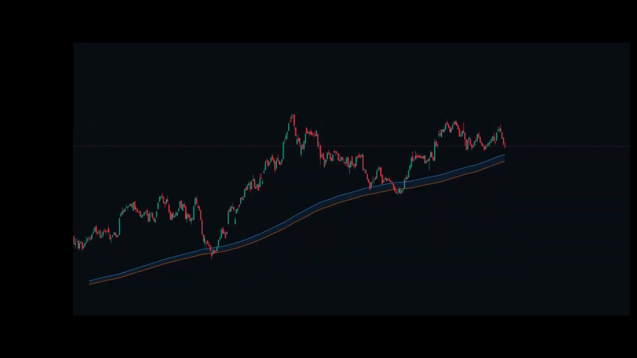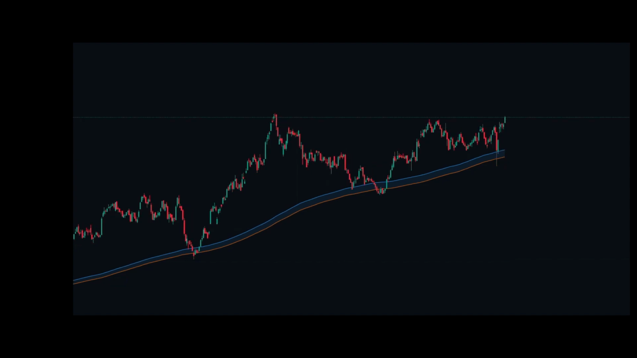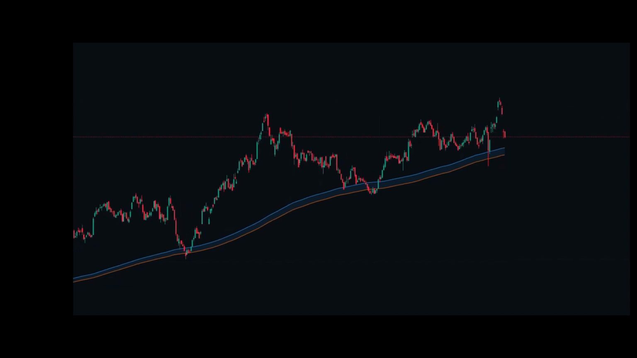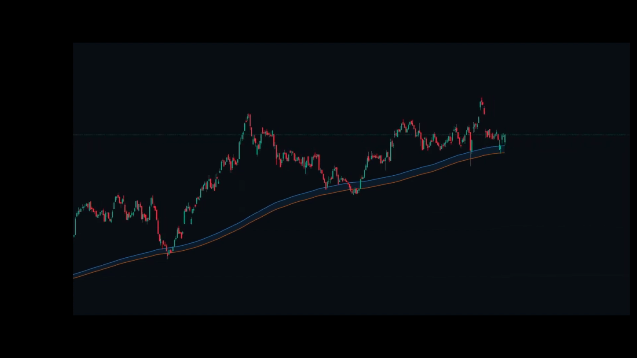The next time price touches an EMA, don't ask, should I buy? Ask, does the market structure agree? That's how professional chart readers use moving averages.